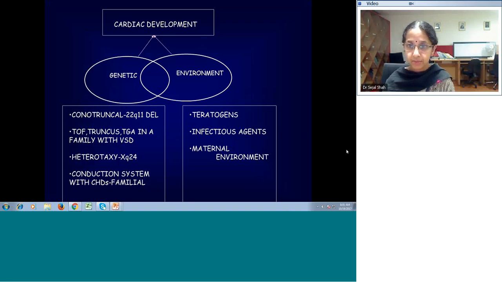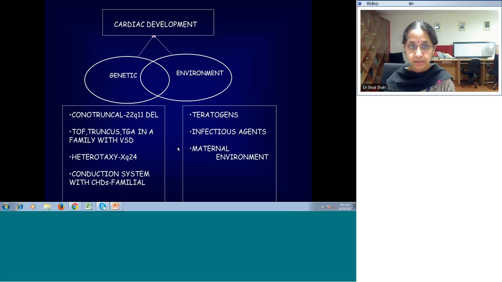Change in the environment means that if the mother gets exposed to teratogens, or say if there is a change in the maternal environment like diabetes or presence of maternal antibodies or infectious agents, say like rubella. Genetic makeup can change if there is, say, a 22q11 deletion or heterotaxy, which are commonly known to be associated with a genetic issue, or it can be situations which are familial like atrioventricular septal defects or ASDs, etc.